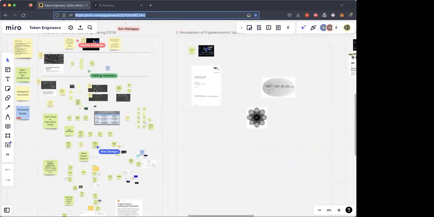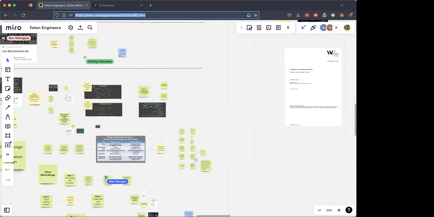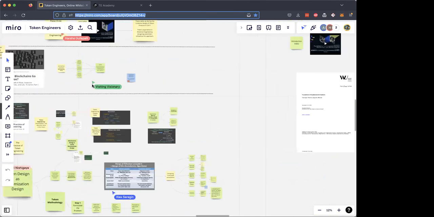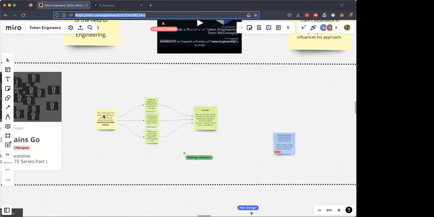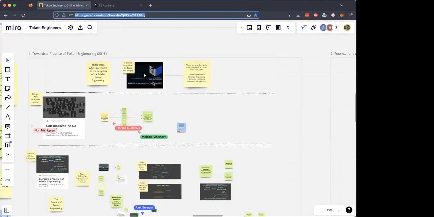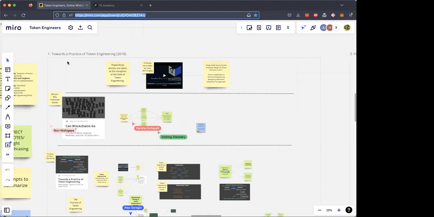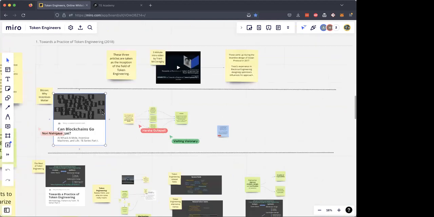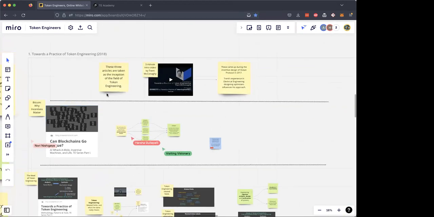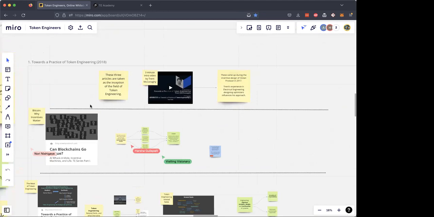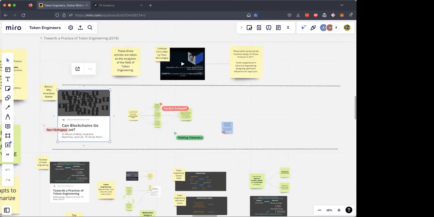I tried to basically summarize all this stuff. What the token engineering community did in setting out the course is basically they just linked the papers and gave very limited information outside of that. So all we got to do is go to the papers, which I've linked here. This is the first one.